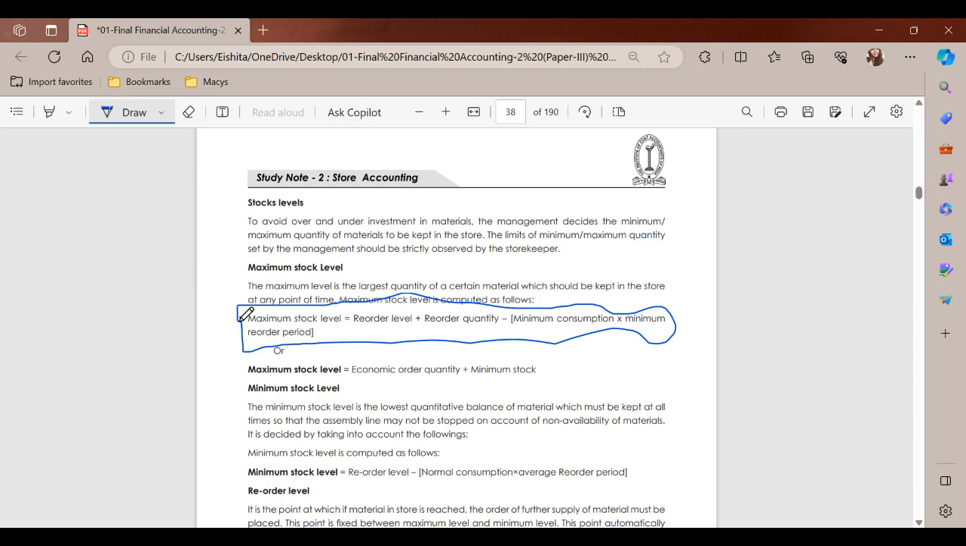Maximum stock level is equal to reorder level plus reorder quantity minus minimum consumption into minimum reorder point. Or maximum stock level is equal to economic order quantity. How do you compute this?